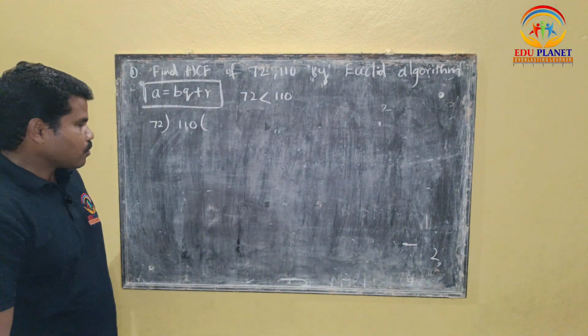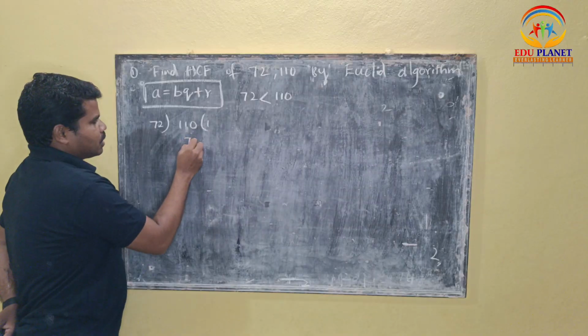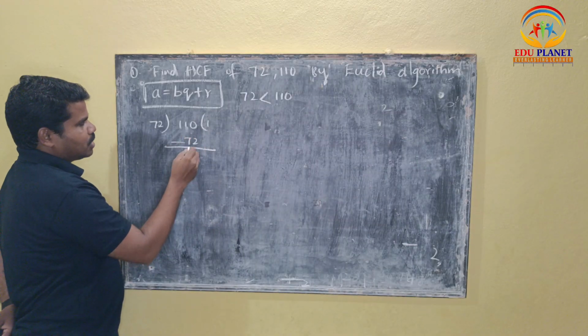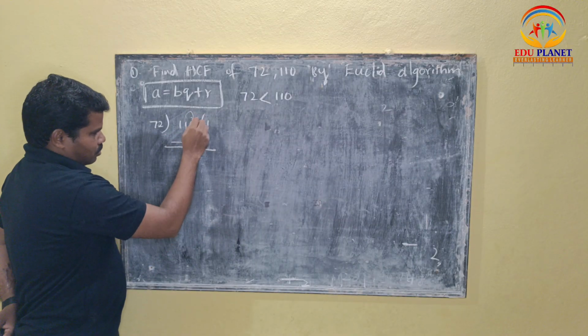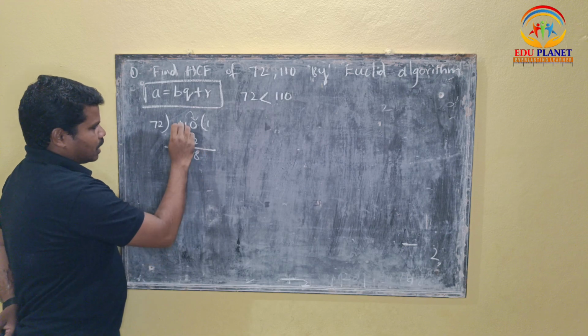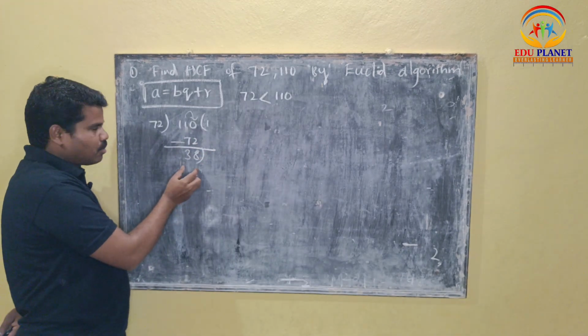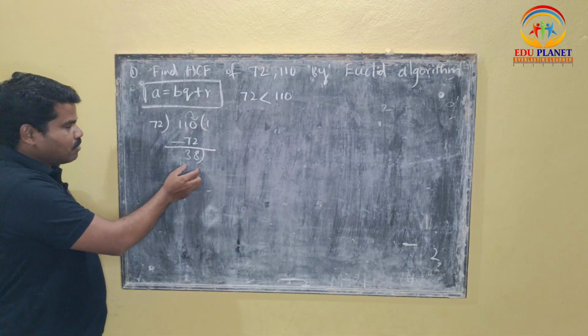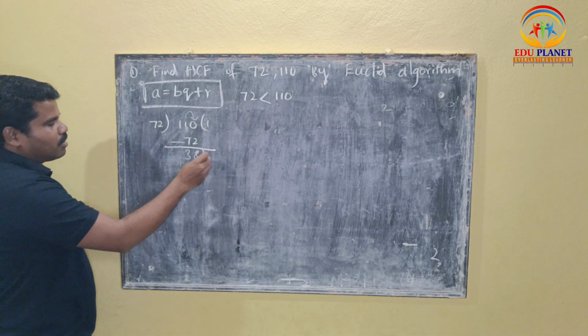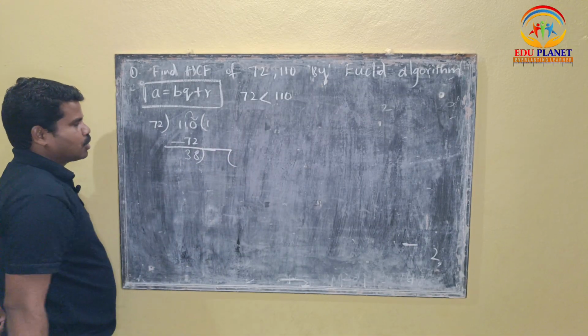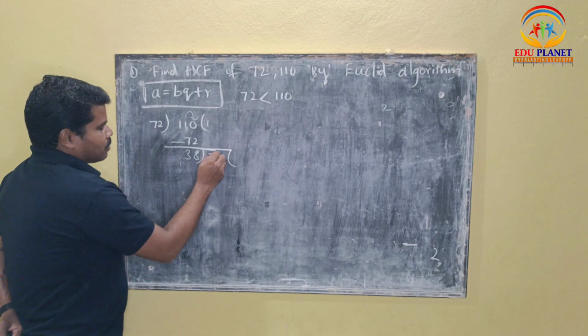Perform the division. 72 ones are 72. 110 minus 72. Take borrow. 10 minus 2 will be 8 and 10 minus 7 will be 3. 38. This remainder will now become the divisor. Previous divisor will become dividend. This is the crucial point here.